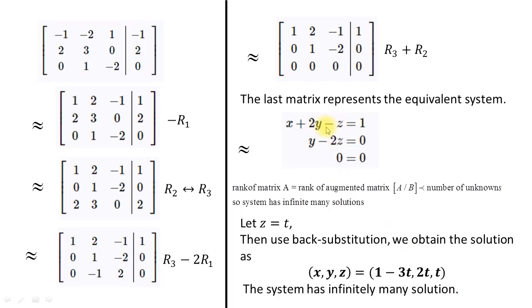Now putting in the first equation the value of z as t and the value of y as 2t: 2 multiplied by 2t is 4t, and 4t minus t is 3t. So x is equal to 1 minus 3t. The value of x is 1 minus 3t, the value of y is 2t and the value of z is t. So the system has infinitely many solutions because t is any real number.